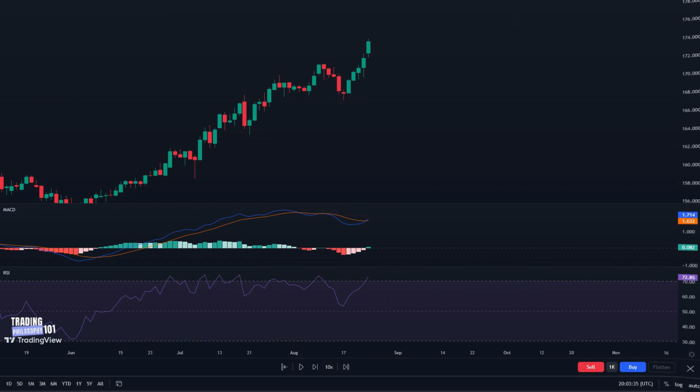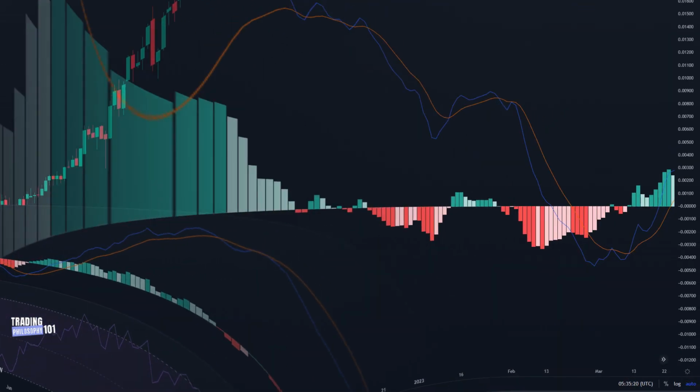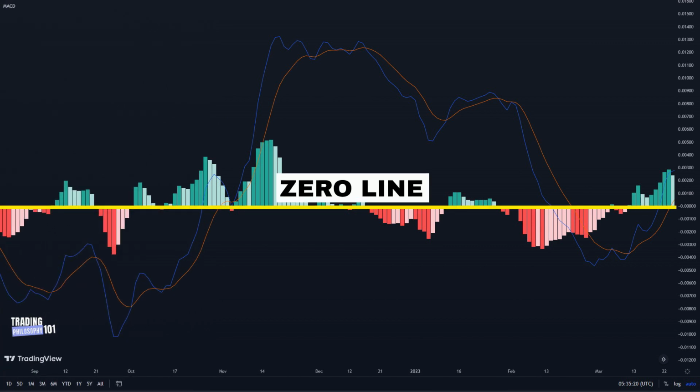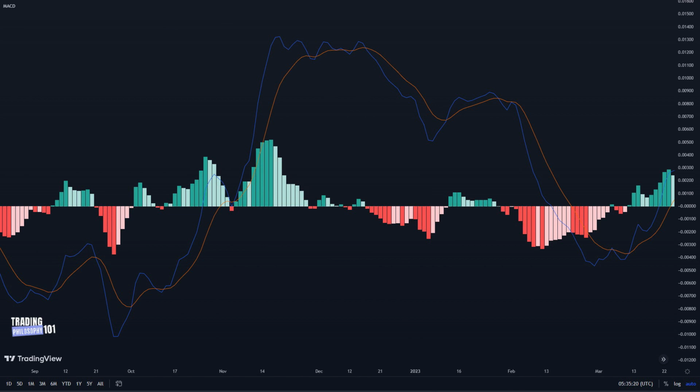That's how I use the MACD crossover and divergence techniques to enter my trades. In my upcoming videos, I'll cover the MACD zero line technique and discuss how to use the indicator to pinpoint exit levels.